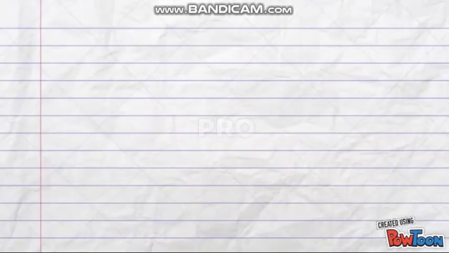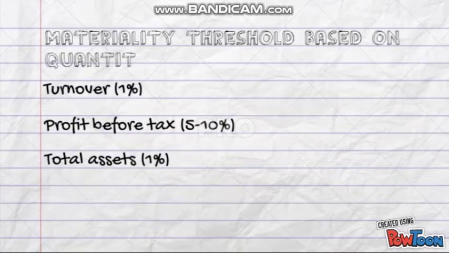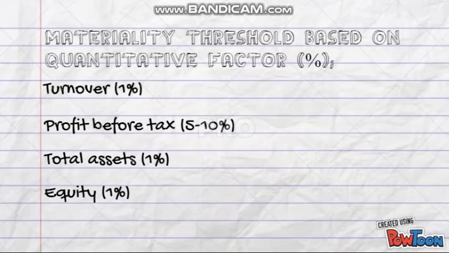Audit risk can be measured using quantitative factors. For example, turnover 1%, profit before tax 5 to 10%, total asset 1%, equity 1%.